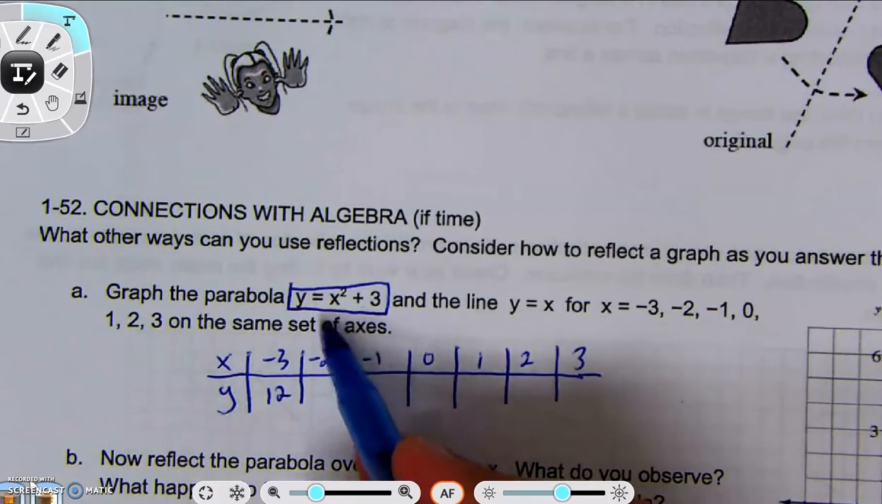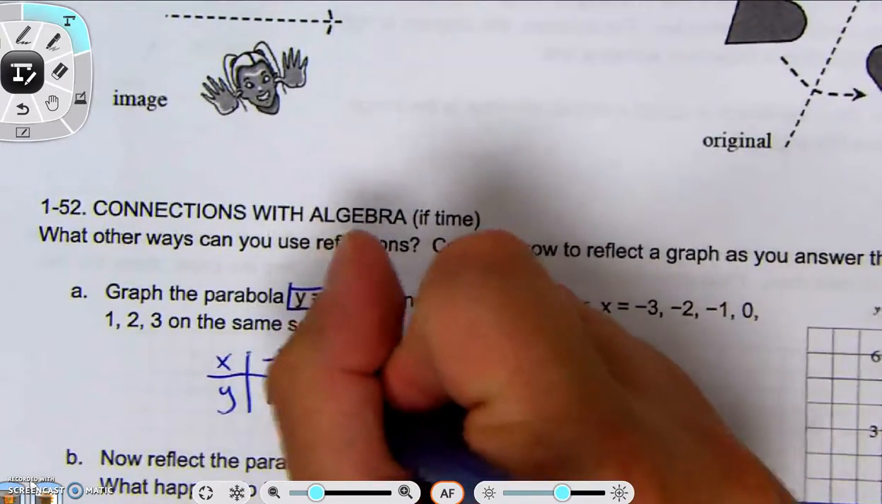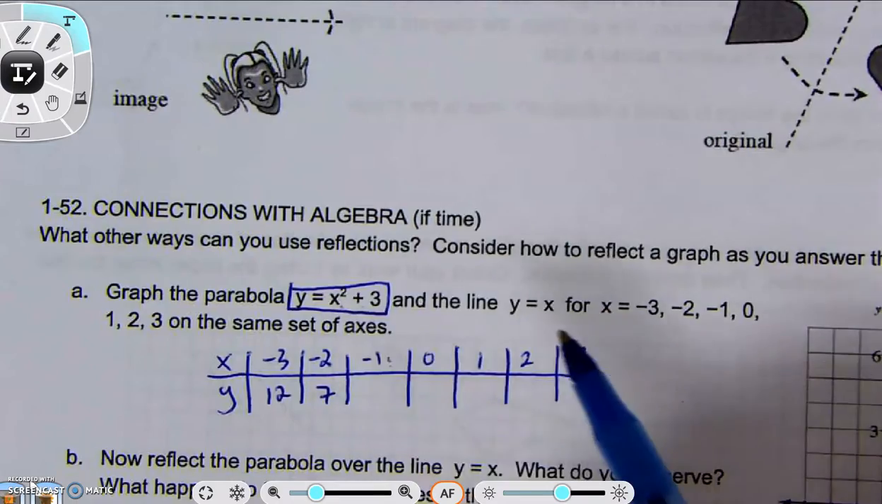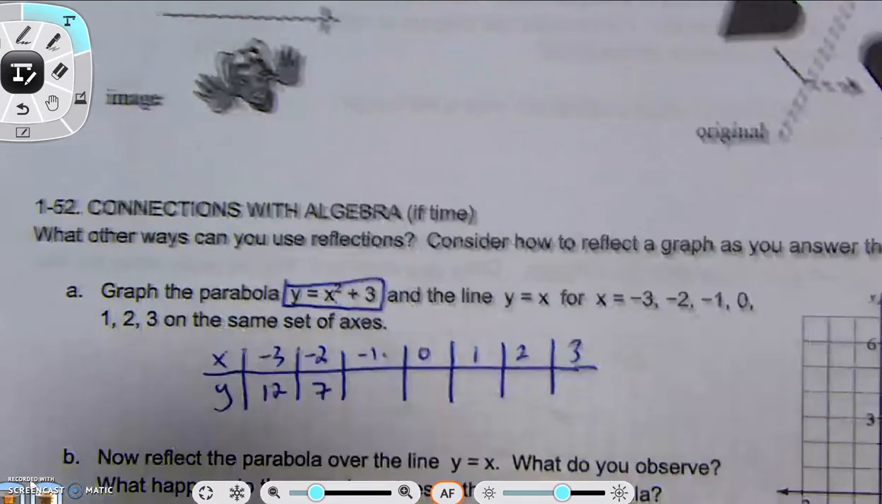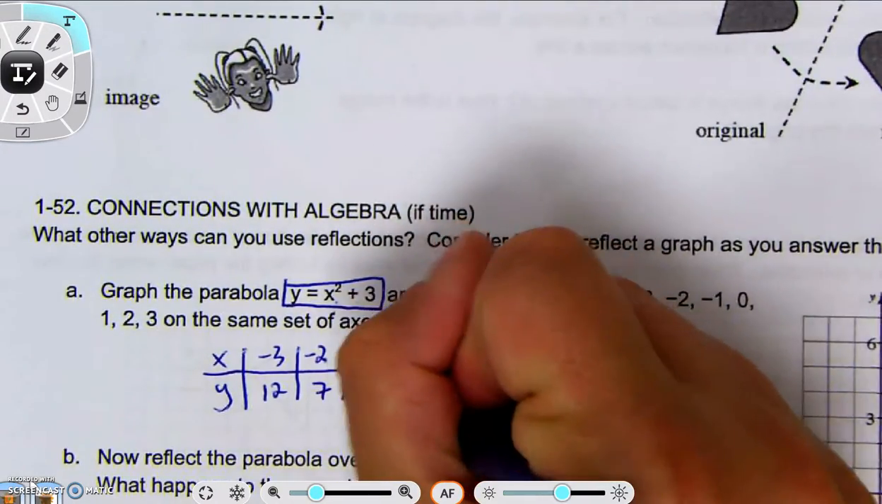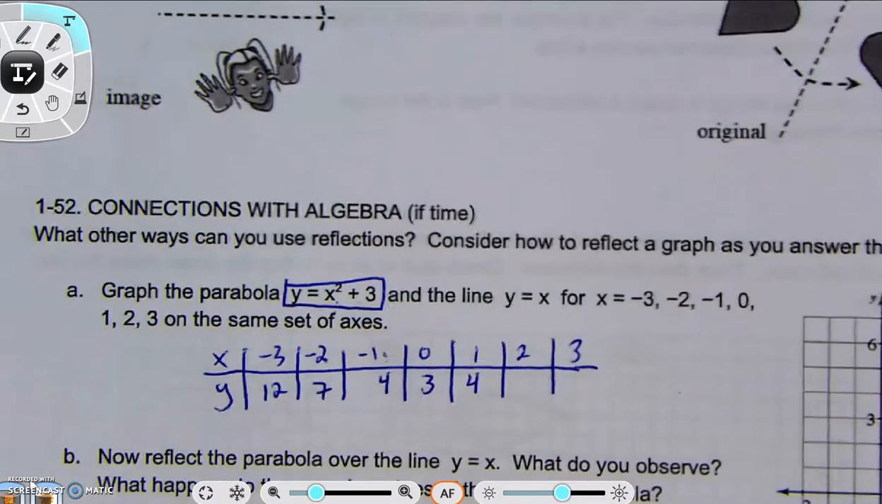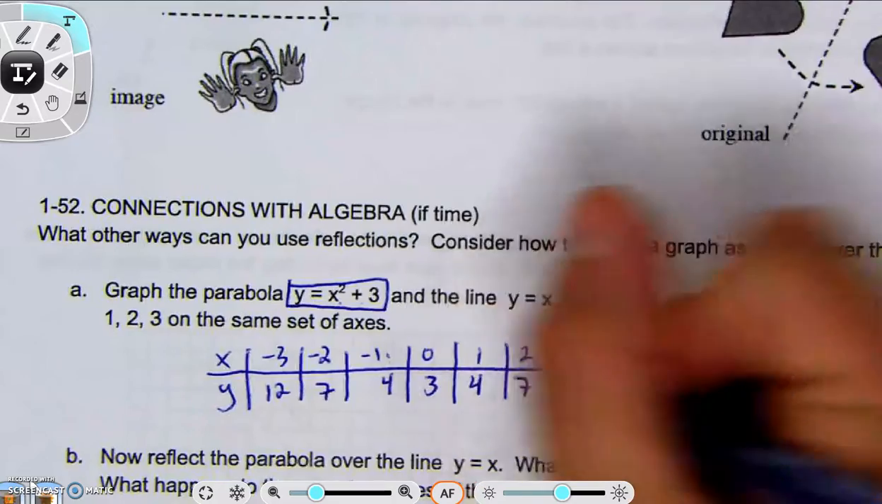-2, I plug that in, -2 squared is 4, plus 3 is 7. -1 squared, -1 times -1 is positive 1, plus 3 is 4. Plug in 0, we get 3. Plug in 1, we get 4. We plug in 2, 2 squared 4, plus 3 is 7.